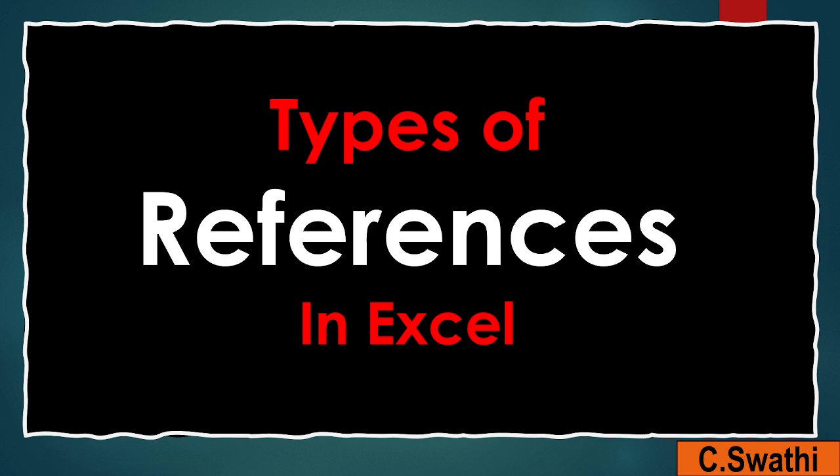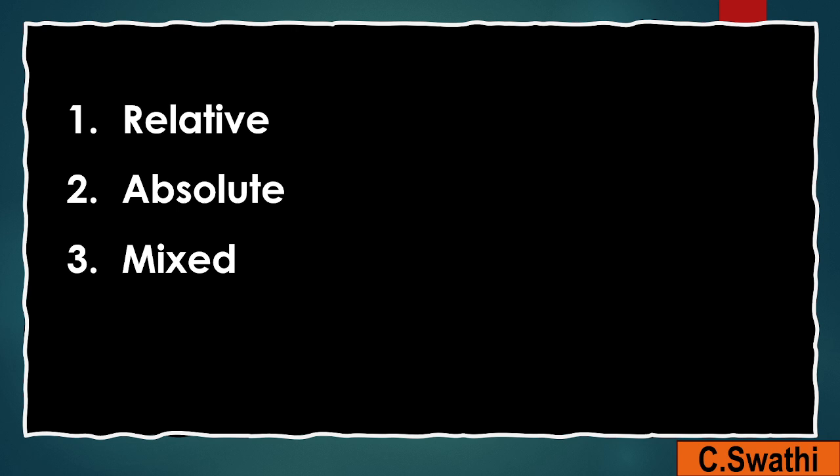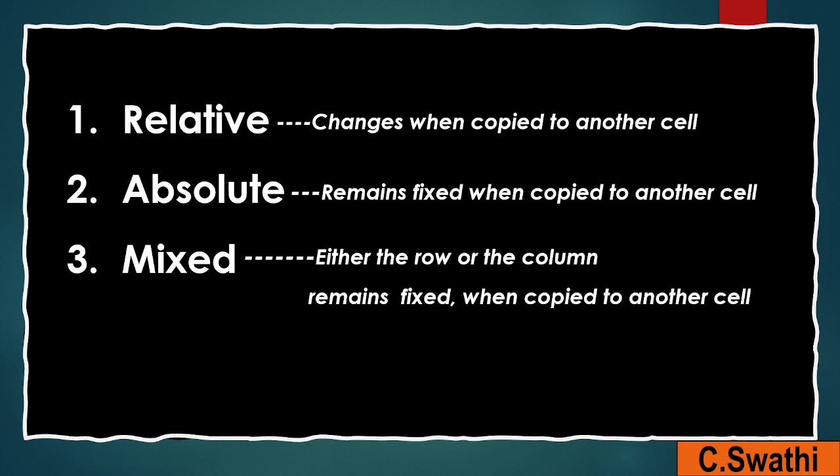Types of references in Excel. There are three types of references: relative reference, absolute reference, and mixed reference. In a relative reference, when we copy a formula from one cell and paste it into another cell, the cell references change automatically according to the new position.